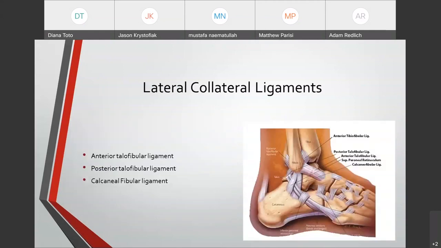Next, we have the lateral collateral ligaments. So this includes the anterior talofibular ligament, the posterior talofibular ligament, and the calcaneofibular ligament.